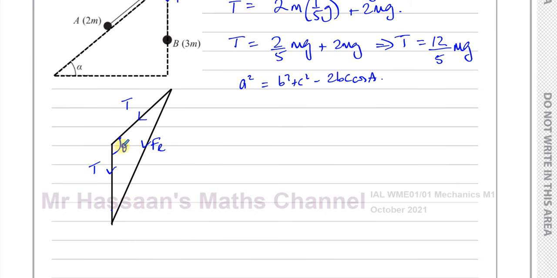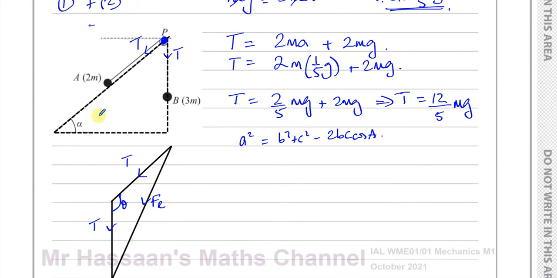So if I can work out what theta is, I know what T and T are, both the same, 12 over 5 mg. Then I can work out this resultant force in terms of mg. So now let's work out what theta is first. I know that the tan of alpha, if you look at this diagram here, is 3 over 4. That's what we know. And I know that this angle here is also alpha.